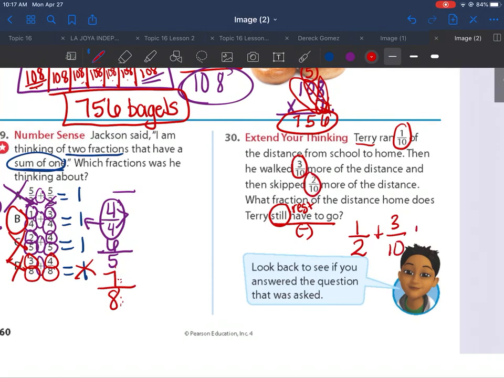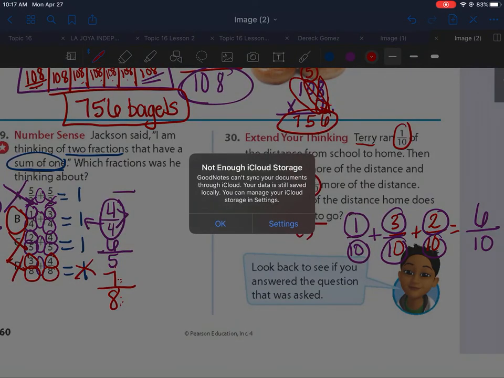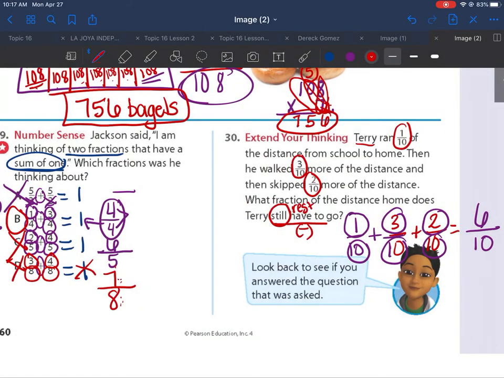I'm going to add how much she walked, 3/10, and how much she skipped, 2/10. How much has she already walked, ran, and skipped? Sorry, it was not 1/2, it was 1/10. So I'm going to look at the denominator. The denominator stays the same. 2 plus 3 is 5 plus 1 is 6. But that's not the question. They didn't ask me for the sum. They want to know how much more she needs to go to get to her house.